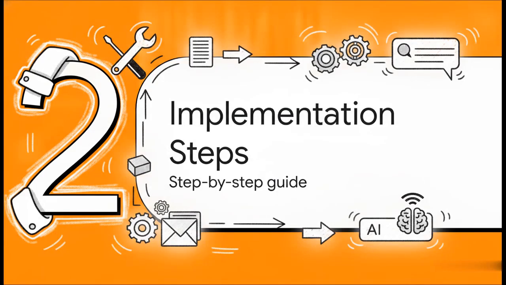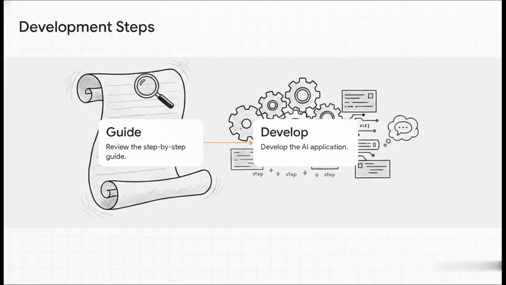Moving right along to Section 2, Implementation Step-by-Step. Okay, time to roll up our sleeves. You are going to follow an incredibly comprehensive, step-by-step guide to develop the application from the ground up. We kick things off by setting up your development environment and securely configuring those all-important API keys. From there, we move logically into coding the core logic, physically integrating those AI models right into your architecture, and then we finish up with rigorous output testing. This structured approach makes sure that even the most complex development phases are broken down into bite-sized, manageable tasks.